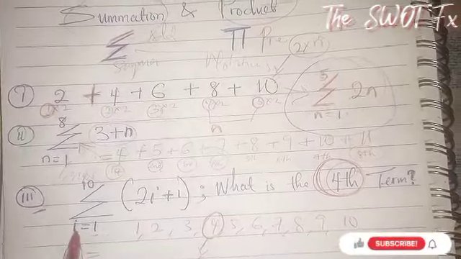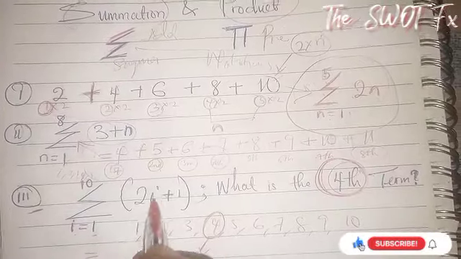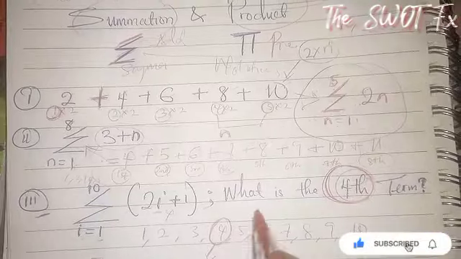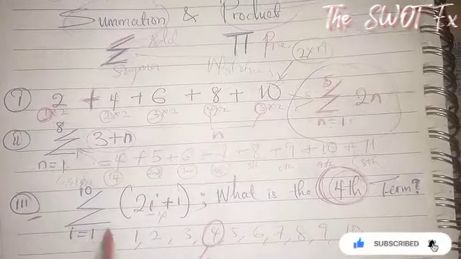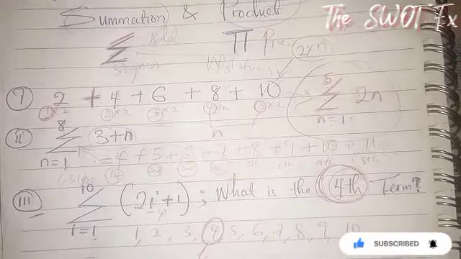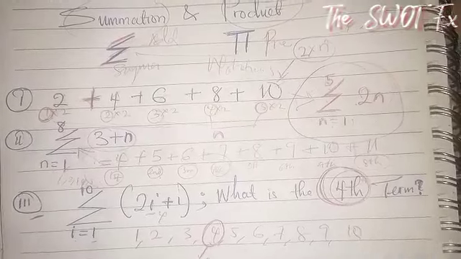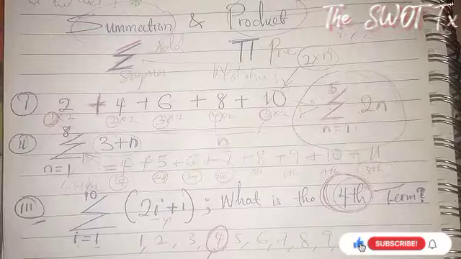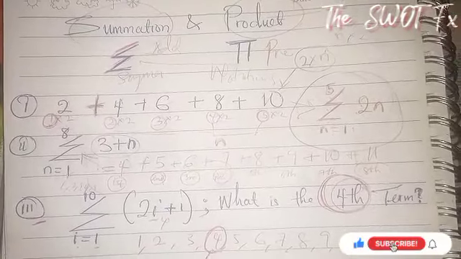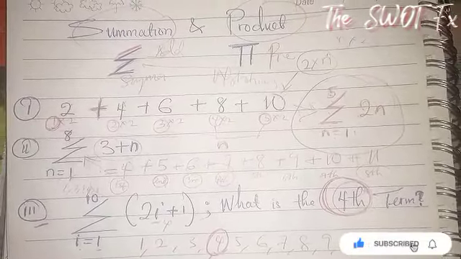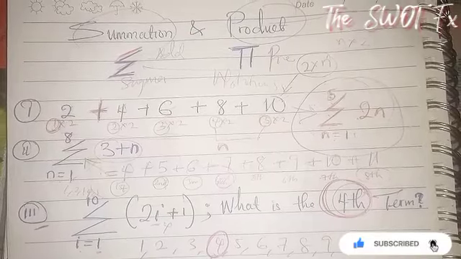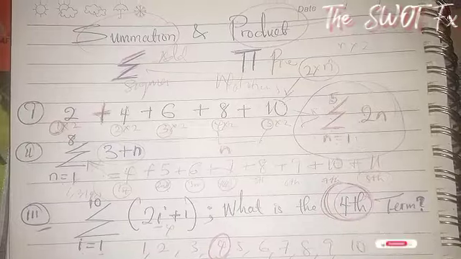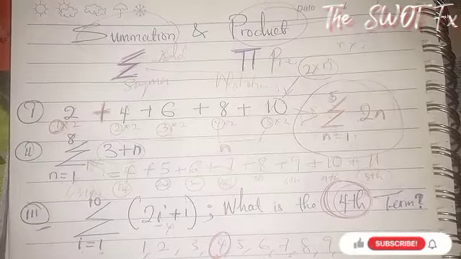Now what do we need to do? This is the fourth term, so instead of starting from 1, our i here will be 4. So I is going to be 4 now, plus 1, meaning that 2 times 4 is 8, right? 2 times 4 is 8, plus 1 is 9.